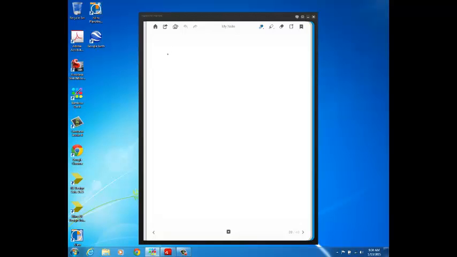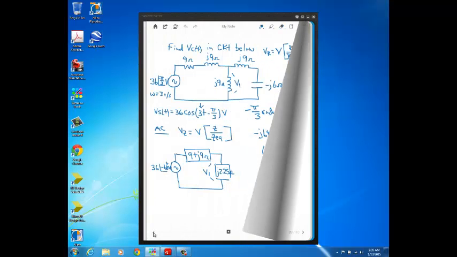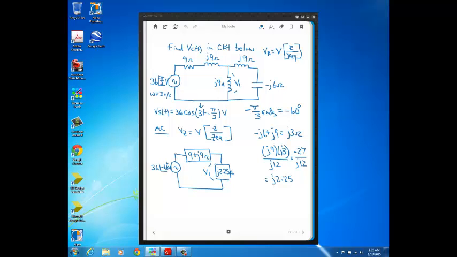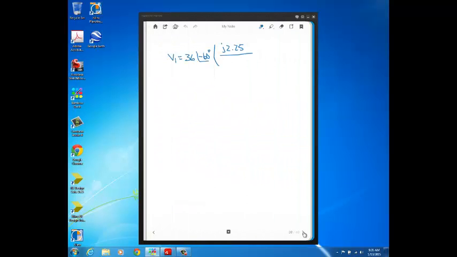So V1 would be the source voltage, which is the 36 at an angle of minus 60 degrees. Okay, and then we want the voltage across the j 2.25. And then if you look back here, the Zeq is going to be the j 2.25 plus this impedance here, the 9 plus j9. So in the denominator we're going to have 9 plus j 11.25.